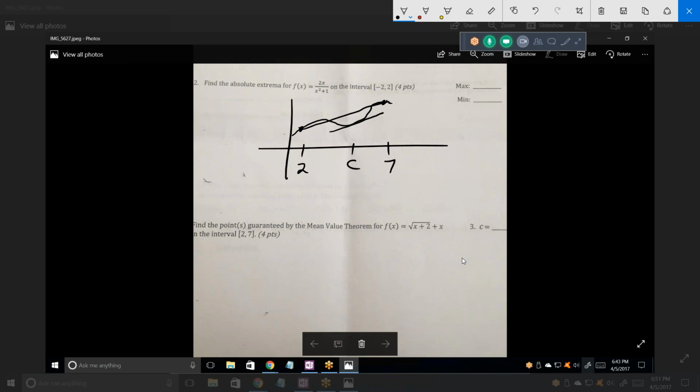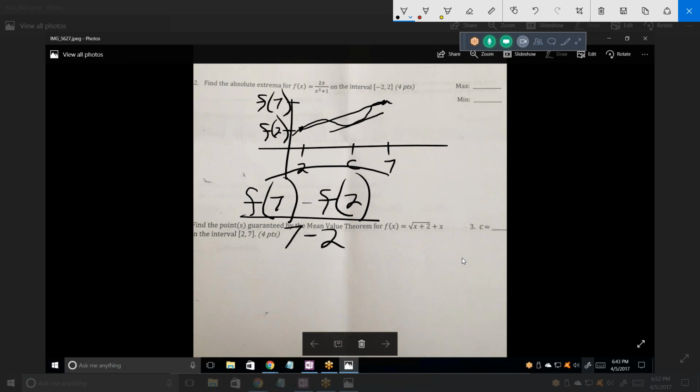And what that means is that, well, let's talk about the average value. What's the average value between 2 and 7 of this function? And let's talk about it in general terms. It's f of 7 minus f of 2. See why? That's f of 2. That's f of 7. And I want rise over run. Well, f of 7 minus f of 2 is the rise, and the run is 7 minus 2. So that is my average rate of change between 2 and 7.